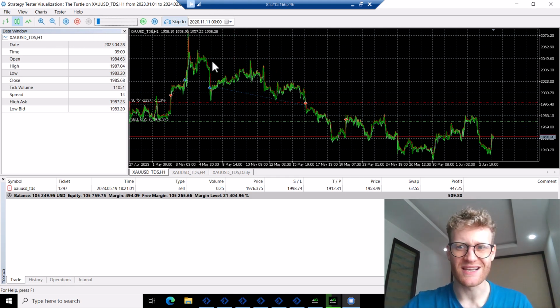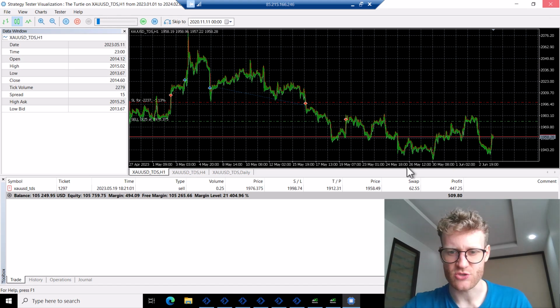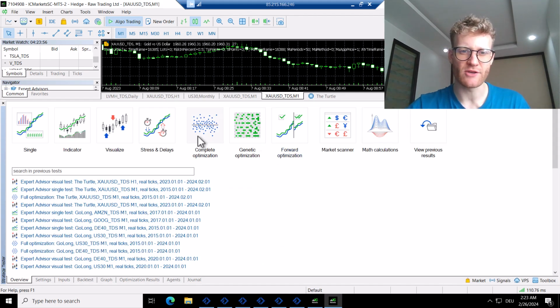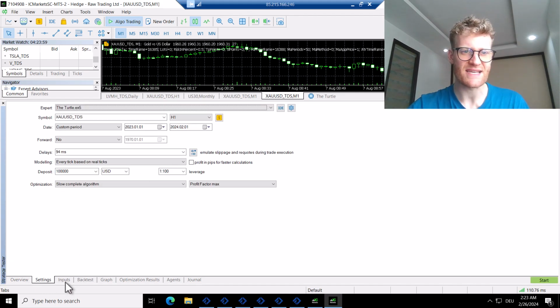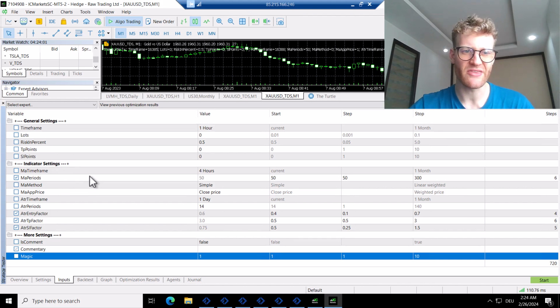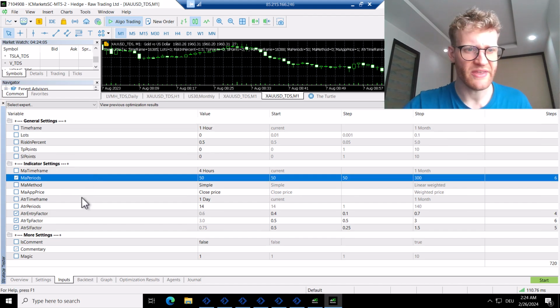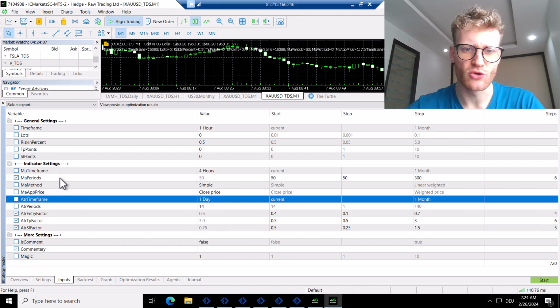Talking about settings, I explained the strategy, we saw the backtest. So what do we have left? The optimization. When I did the optimization, I went to the complete optimization in the tester and to the inputs. And you can see, I only did one optimization so far. These were the parameters that I chose to optimize.